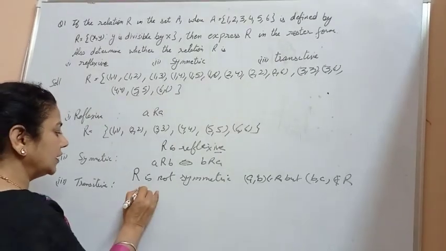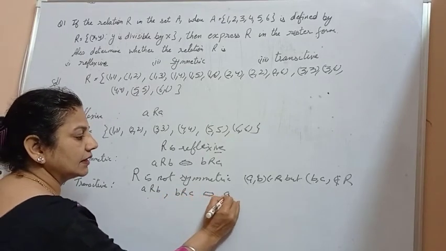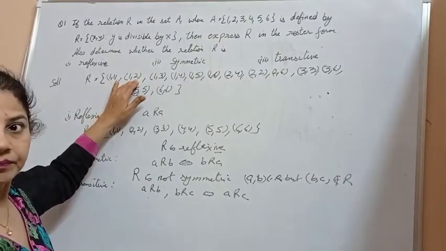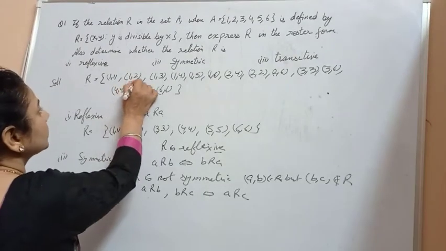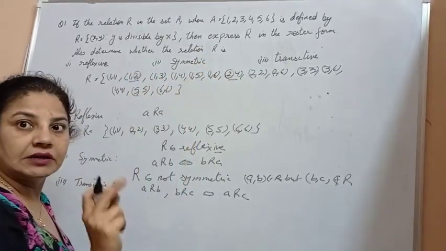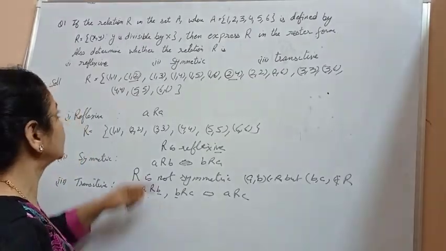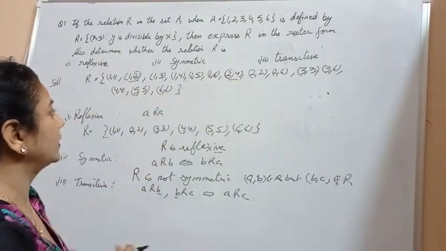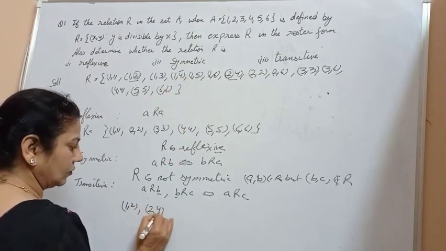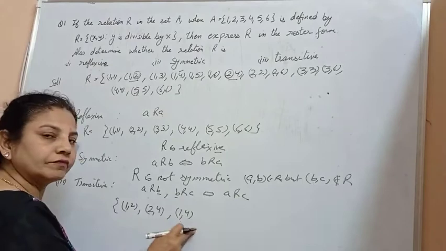Transitive says that if A related to B and B related to C, it implies that A related to C. So let us check. 1,2 is there, 2,4 is there. Then 2 is the common element, B is common, and the extreme element A related to C should be there. So 1 related to 4: yes, 1,4 is there. So we have 1,2; 2,4; and 1,4 is there.